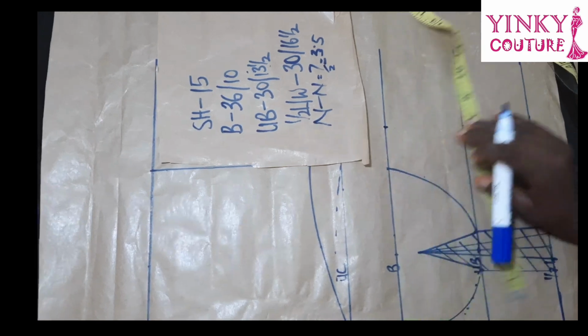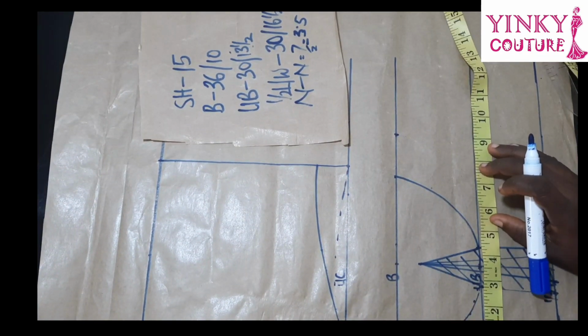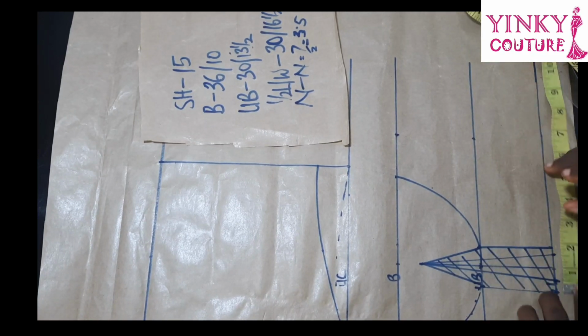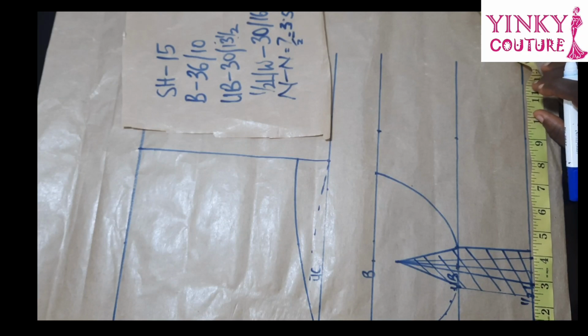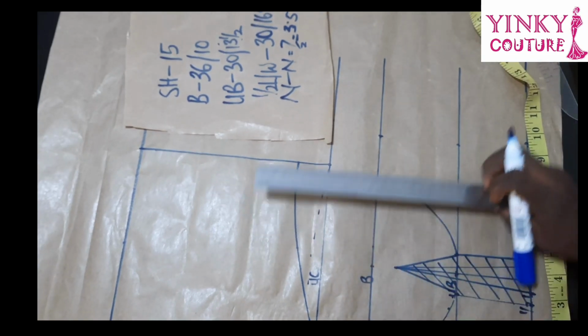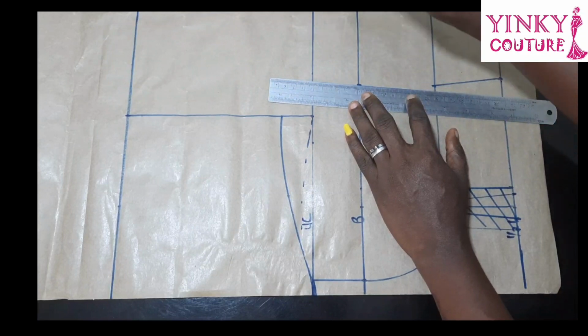Now I will input my circumference measurement divided by 4. On the bust line, 36 divided by 4 is 9. Then here, don't forget to add all your dart intake to the circumference measurement divided by 4. So I'll add my dart intake, then connect to the bust line.